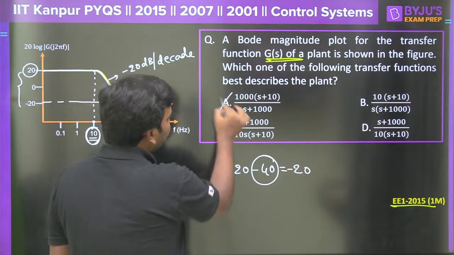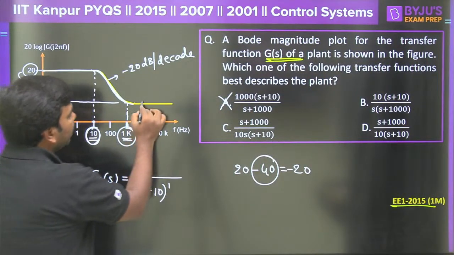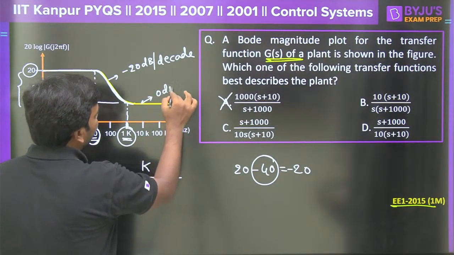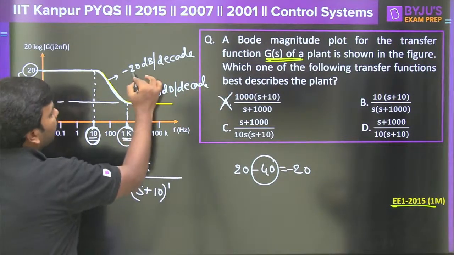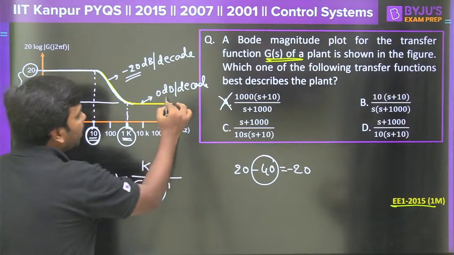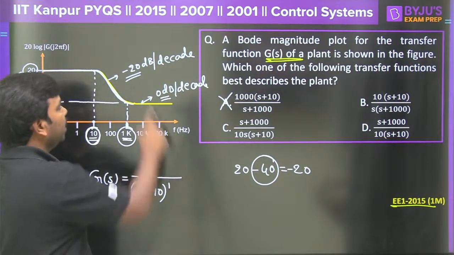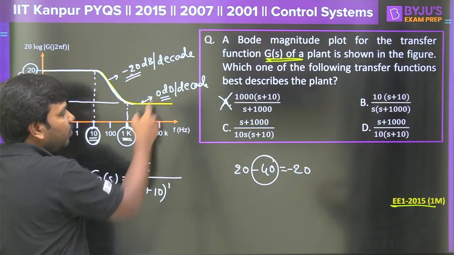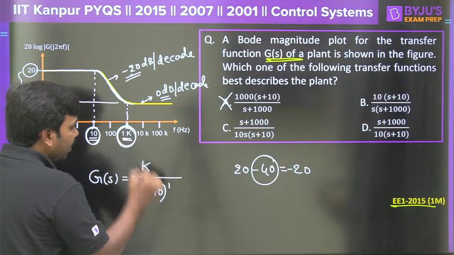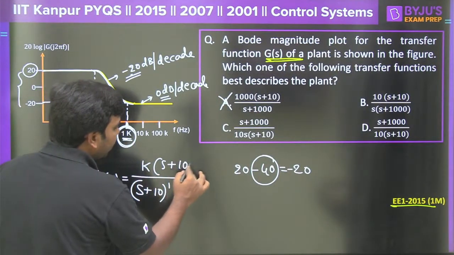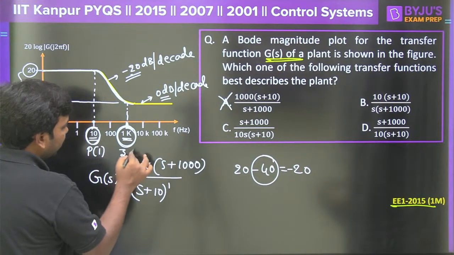Unfortunately, it is not the correct answer, correct? Because here at 1k, you can see again the slope becomes 0 dB per decade. What does it mean? From minus 20 dB per decade it becomes 0 dB per decade, which means the slope is increased by 20 dB per decade at 1k. So that means it will be like S plus 1000. It is a zero. This is the pole of order 1 and this is the zero of order 1.